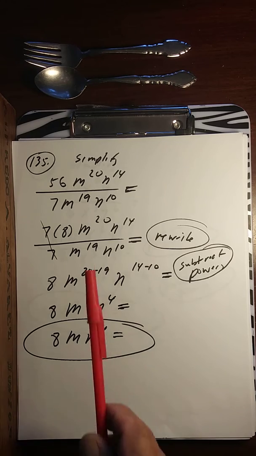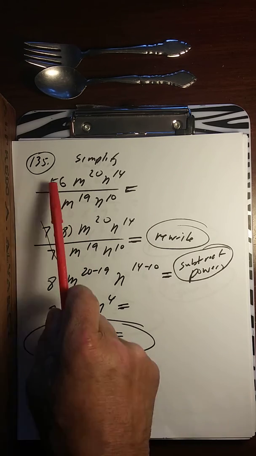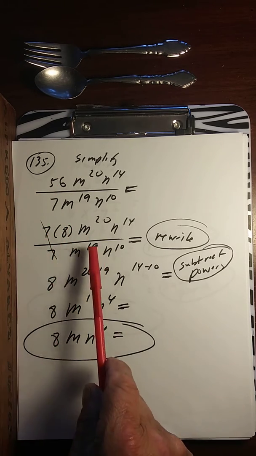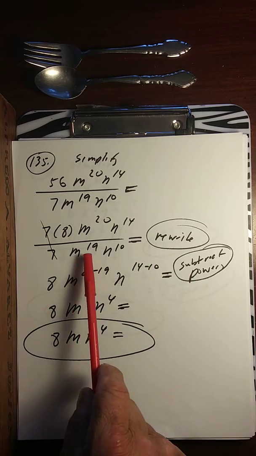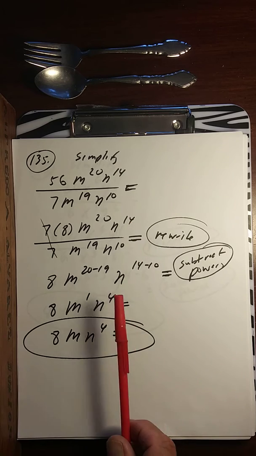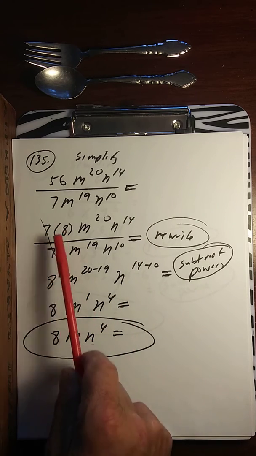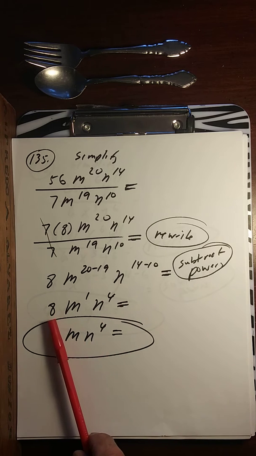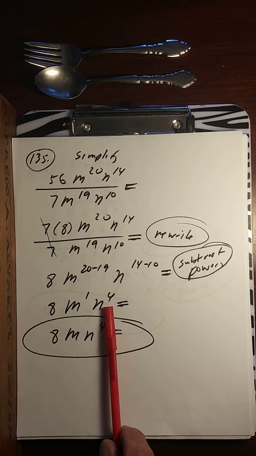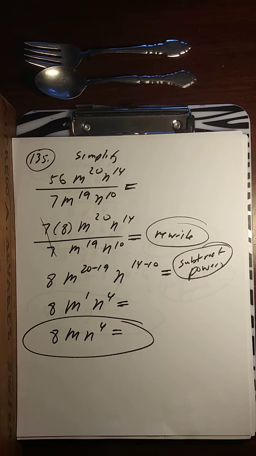Simplify this. So we have 7 times 8 is 56, factor that out, and we have m to the 20 in this, so now we're going to subtract the powers, so 19 from 20, 10 from 14, so this cancels out. You have 8m to the 20 minus 19, 14 minus 10, so you're going to get 8m to the 1 and 4, or 8m and 4.